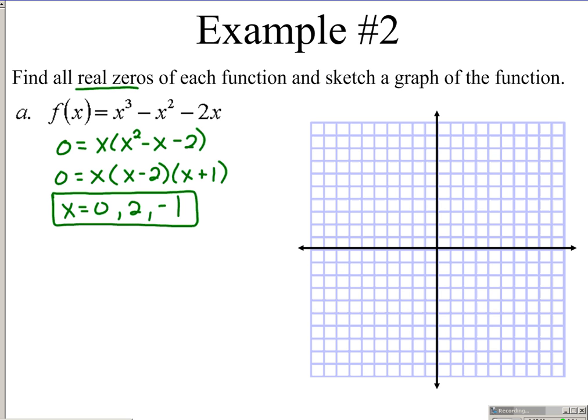So now on our graph, we know that there are 3 x-intercepts at negative 1, at 0, and at 2. We also know that those are our only x-intercepts because we just found the only ones that are possible. So now if I combine this with what we know about our leading coefficient test, looking only at that first term, odd exponent, positive lead coefficient, we know our graph has to fall left and rise right.